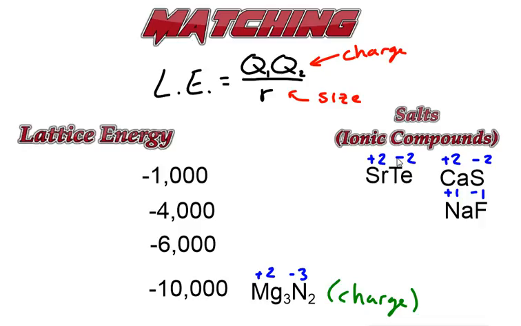What's the other one that jumps out at you? Where does the NaF go? The smallest. It's the lowest charges.